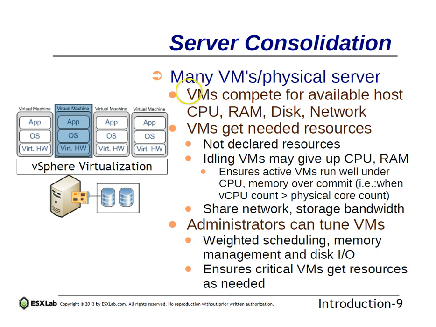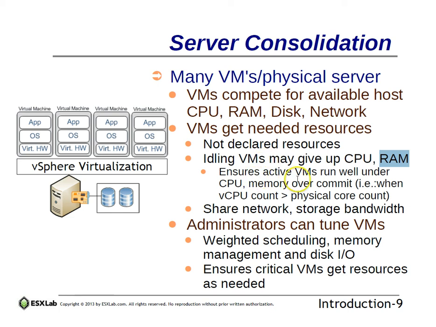Now, the cool bit is my VMs compete against each other for available host hardware resources, CPU, memory, disk, network, and so on. What's critical is VMs do not get what they declare, they get what they need when they need it. So, for example, if a VM is idling, where the guest OS has nothing to do, it may be forced to give up its CPU and maybe even some of its RAM so that other VMs get access to those resources, which is fair because if I'm idling, I don't have anything to do.